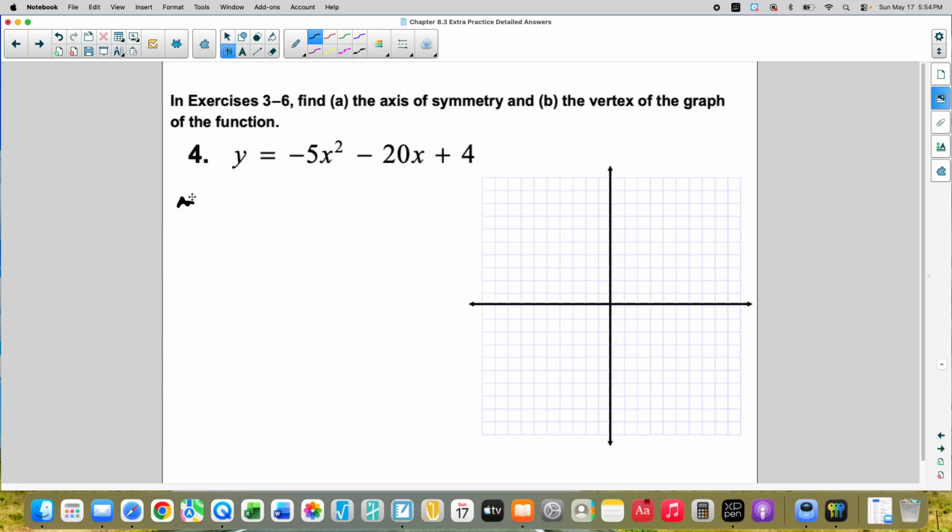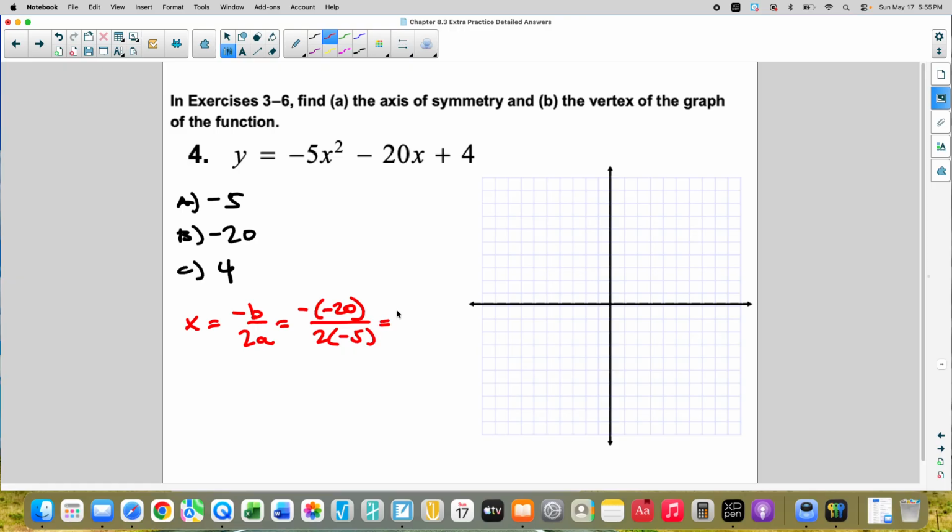My A value is negative 5. My B value is negative 20. My C value is 4. So let's do the axis of symmetry. X equals the opposite of B over 2A. Opposite of negative 20 over 2 times negative 5, which is 20 over negative 10, negative 2. So my axis of symmetry is negative 2.